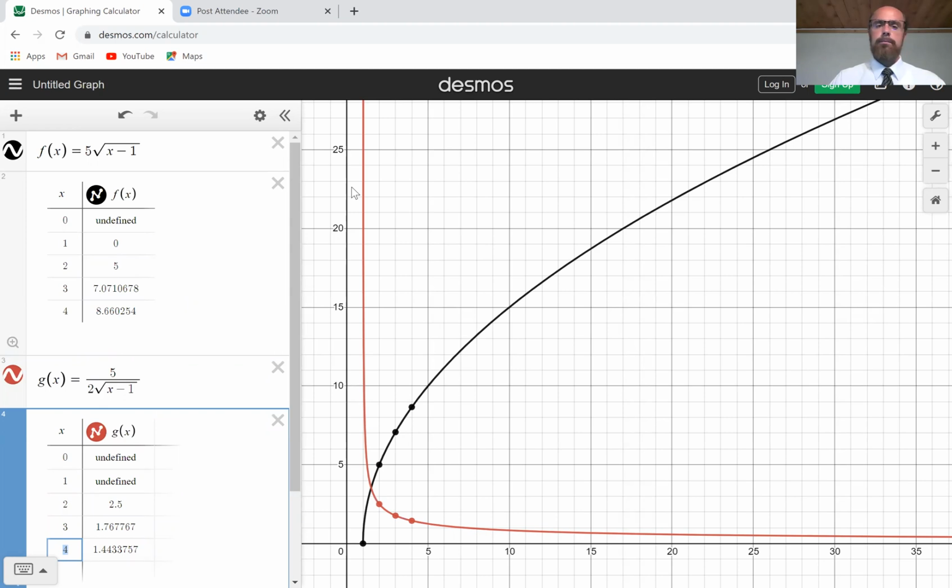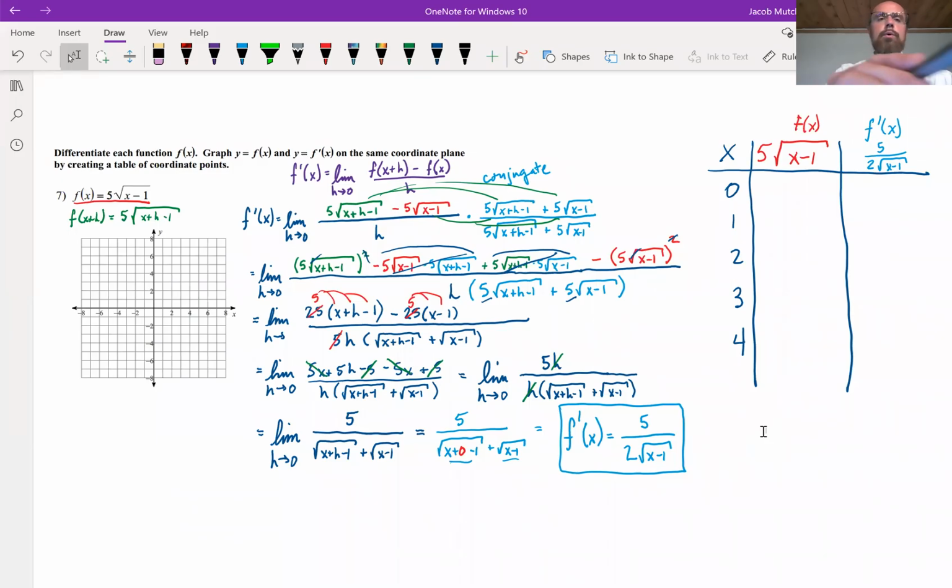We'll head back to the notes. So I just want to fill in what we saw here. At 0, both functions are undefined. We'll do the red one first. So 0 is undefined. 1 is at 0, 2 is at 5, 3 is at 7.07, 4 is at 8.66. The derivative is undefined for both 0 and 1. The undefined value at 1 is a vertical asymptote. At 2, it has the value of 2.5. At 3, it has the value of 1.77. And at 4, it has the value of 1.44.